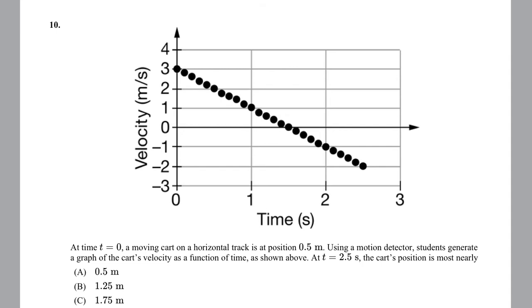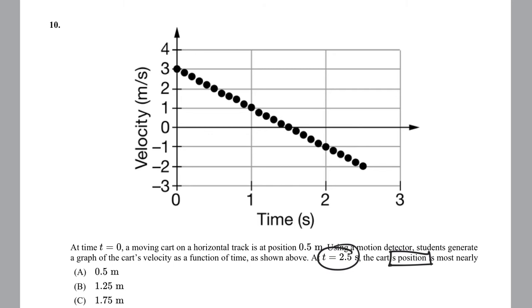All right, going on to number 10. Number 10 gives us yet another velocity versus time graph. At time t equals 0, a moving cart on a horizontal track is at a position of 0.5 meters. Using a motion detector, students generate a velocity time graph. And at 2.5 seconds, the cart's position is most nearly.